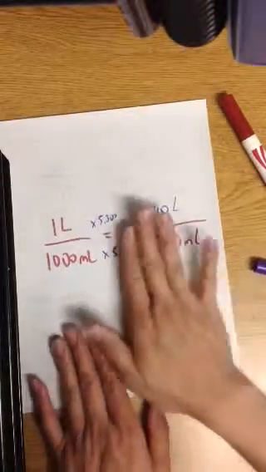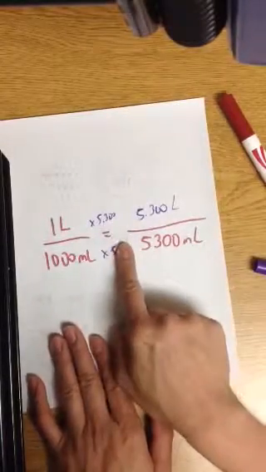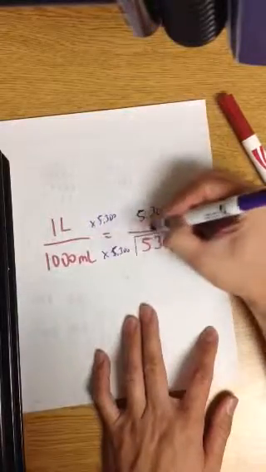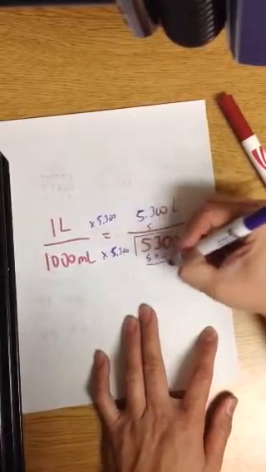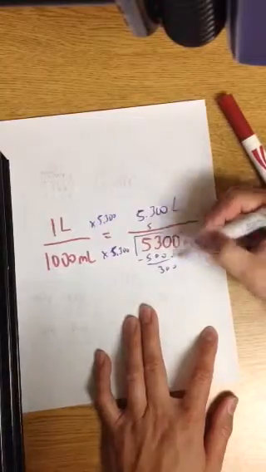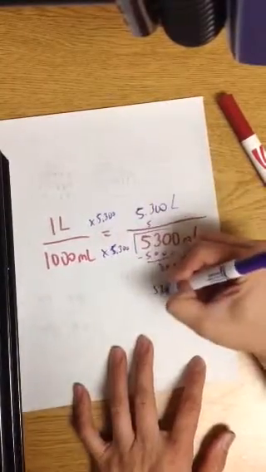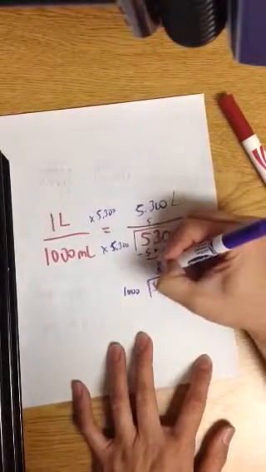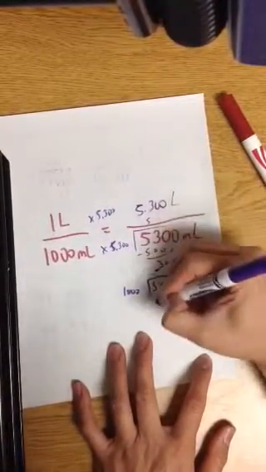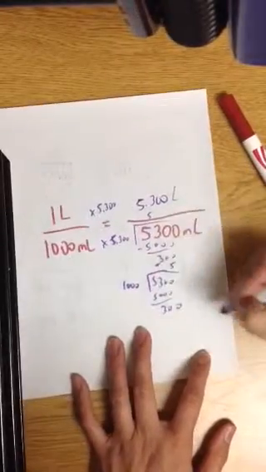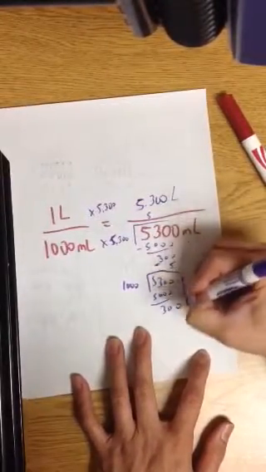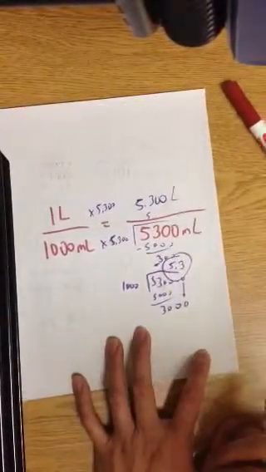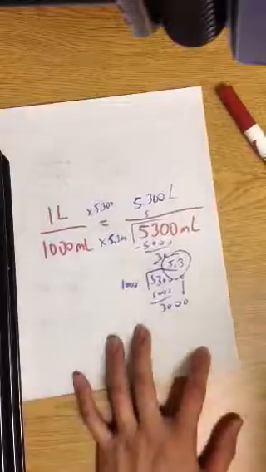Again, the way I did it is, can 1,000 go into 5,300? 5 times. So I know that's 5,000. But I still have some left over. How many left over? 300. If you want to, you can even divide this out. Let me divide this out to show you. How many thousand go into 5,300? 5 times. The leftover is 300. Add a decimal 0. Bring it down. How many thousand go in 3,000? 3 times. So 5.3, 5 and 3 tenths, or 5 and 300 thousandths.